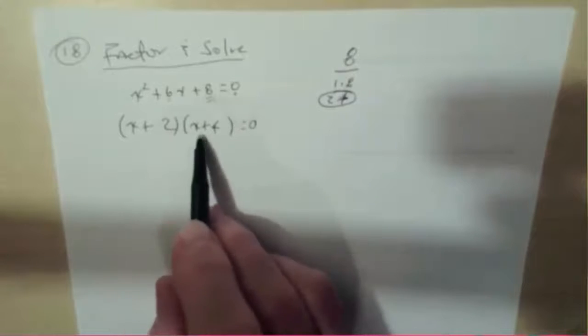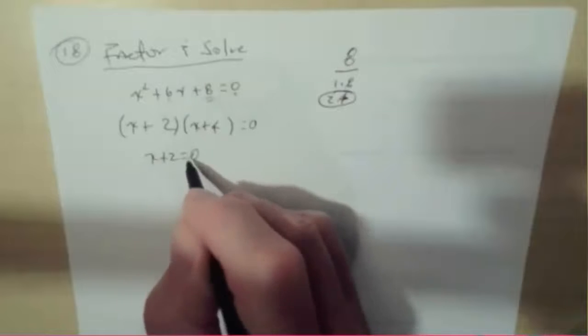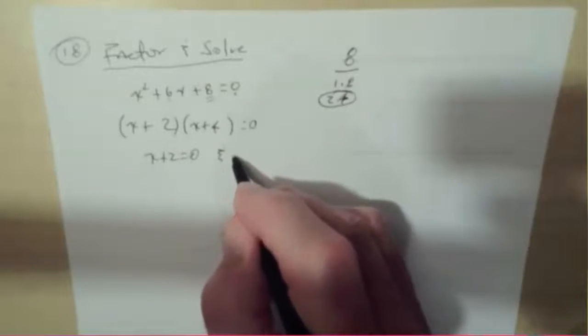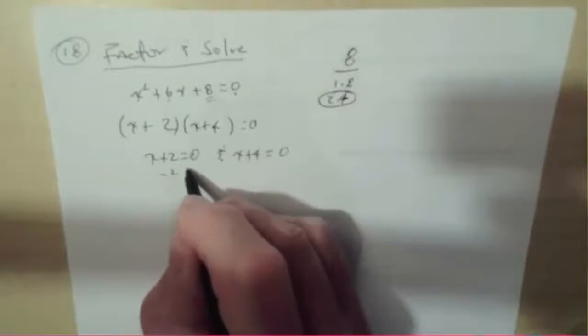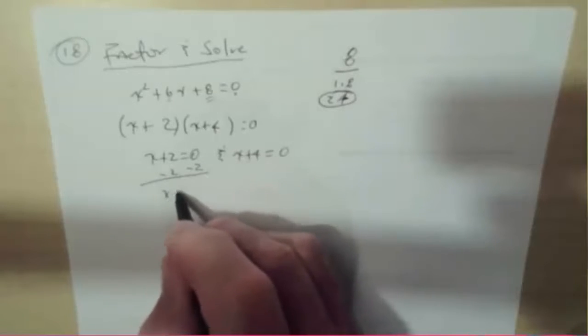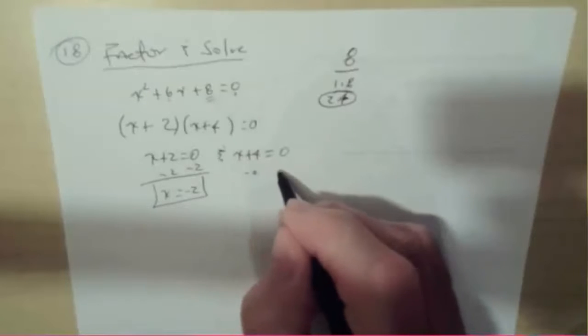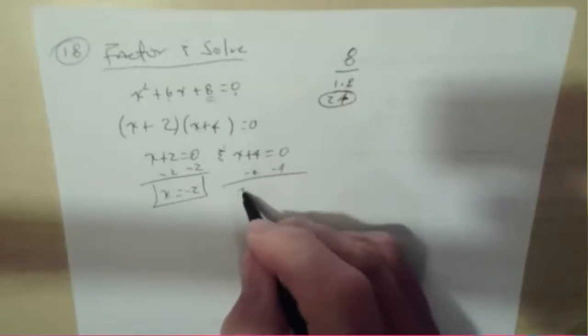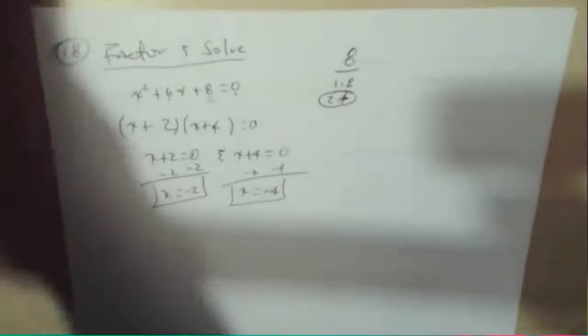Okay, now we set each one of these equal to 0. x plus 2 equals 0. And x plus 4 equals 0. Subtract 2, subtract 2. So x is -2. And here we subtract 4, x equals -4. Now you can do this on your handy dandy graphing calculator.